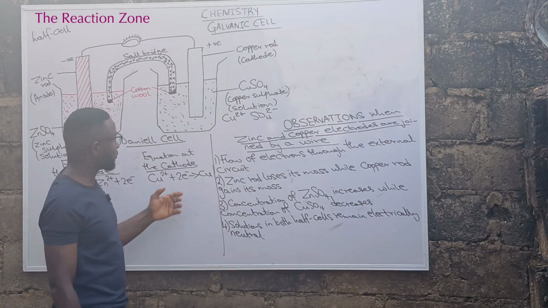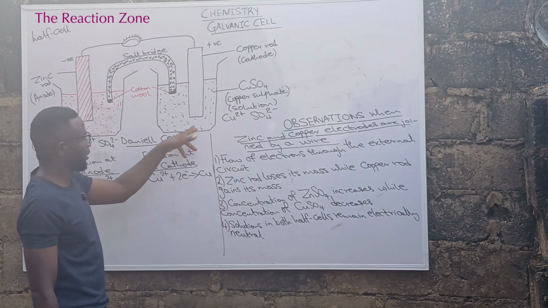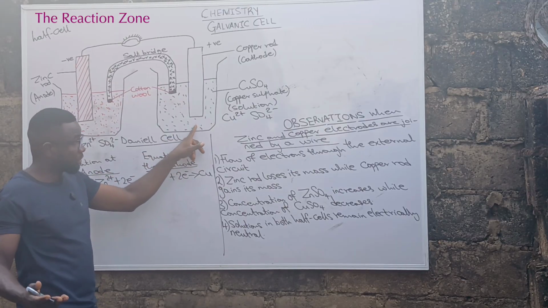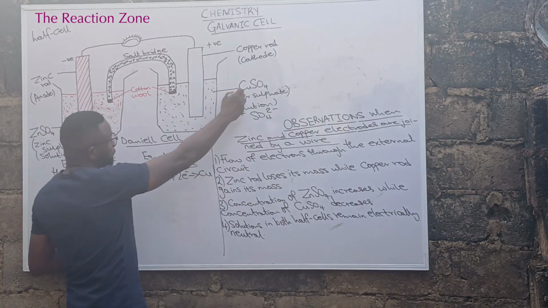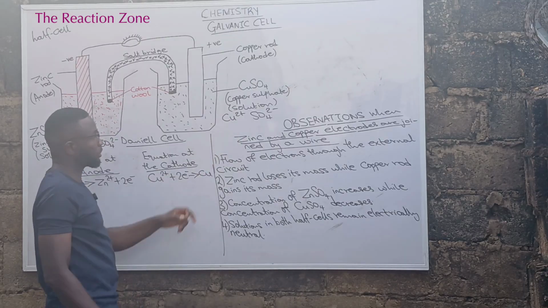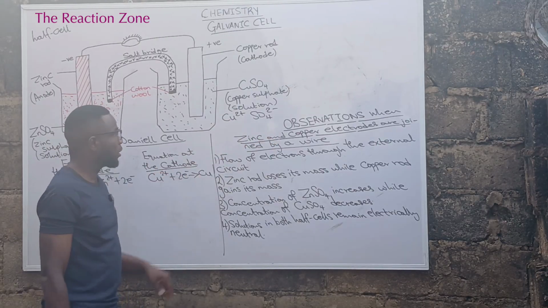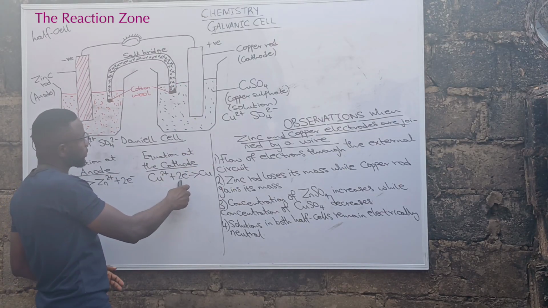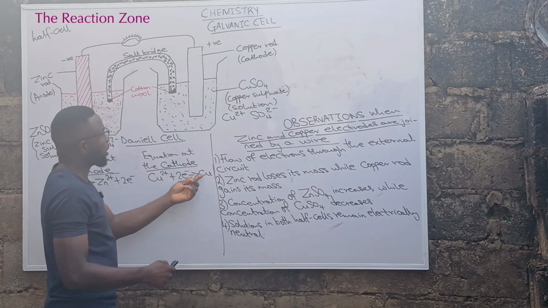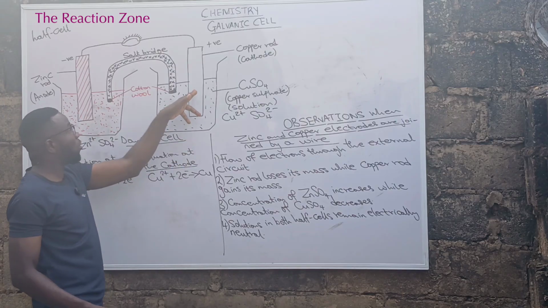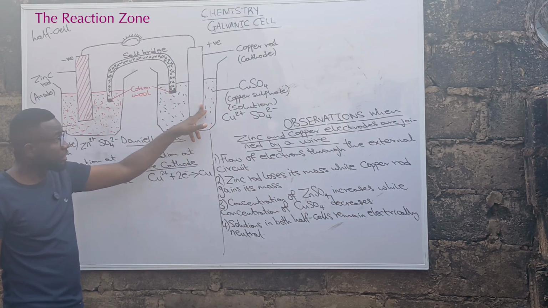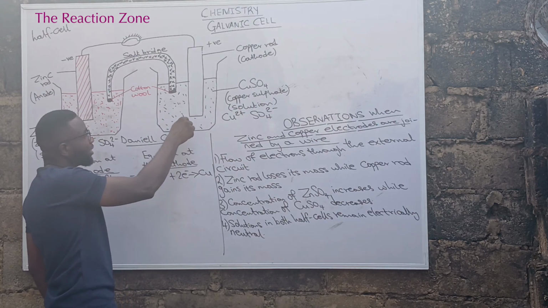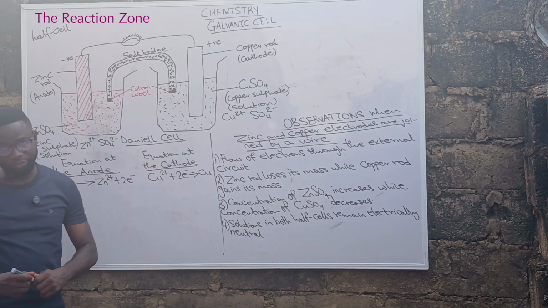On the other hand, here, the concentration of CuSO4 is reducing because CuSO4 is made up of copper 2 ions and sulfate ions. And the copper 2 ions from the solution are accepting electrons to become copper atoms which are deposited on the copper rod, leading to a decrease in the concentration of Cu2+ ions in the solution.